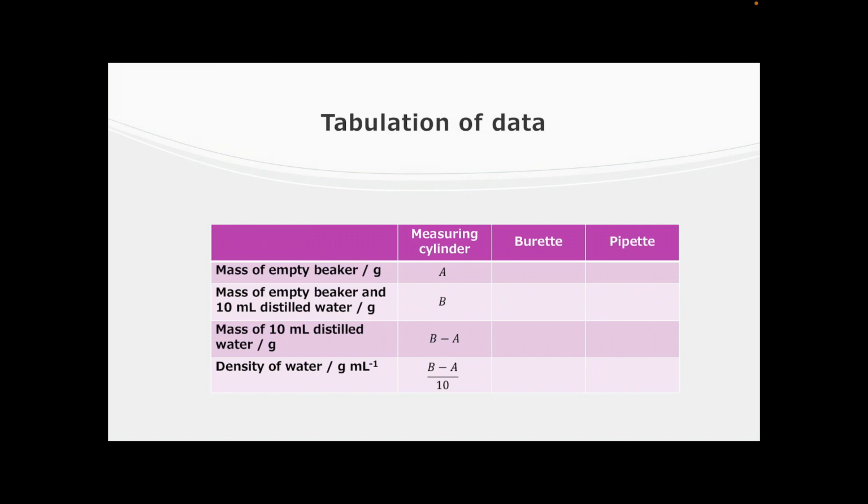Tabulation of data. The data obtained from the experiment can be tabulated in this manner. To calculate the density of water, mass of 10 ml of distilled water is divided with the constant volume used in this experiment, which is 10 ml.